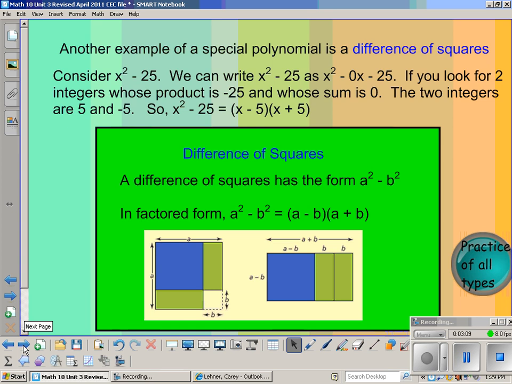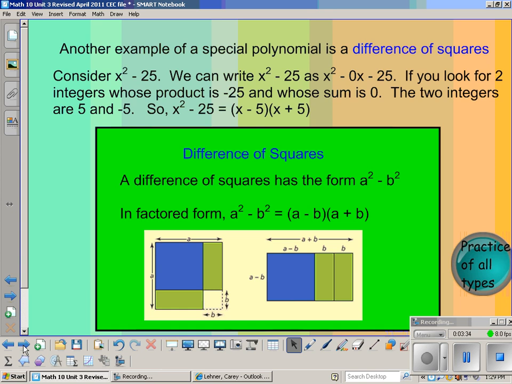So if we consider x squared minus 25, we can write x squared minus 25 as x squared minus 0x minus 25. And that's when we used the box method. If you look for two integers whose product is negative 25 and whose sum is 0, they are 5 and negative 5. So x squared minus 25 is (x minus 5)(x plus 5). So we did that using the box method.